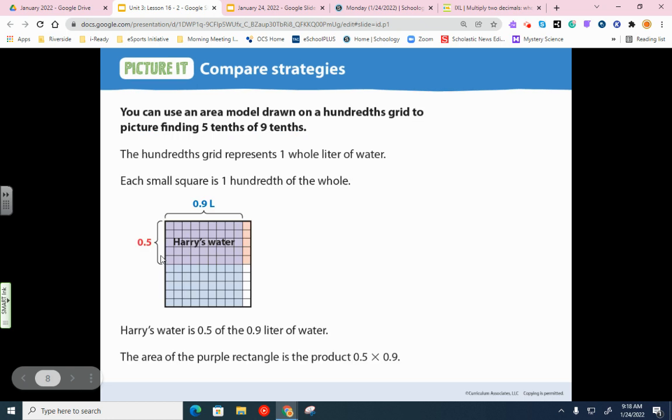Now on the next page, it talks about what we did in the warm-up. It says you can do this by using an area model, and the area here is your answer right here. That's going to be our 45 hundredths liter. So where they cross over is the product for that. So the area of the purple rectangle is the product of 5/10 and 9/10. So that's one way to do it.